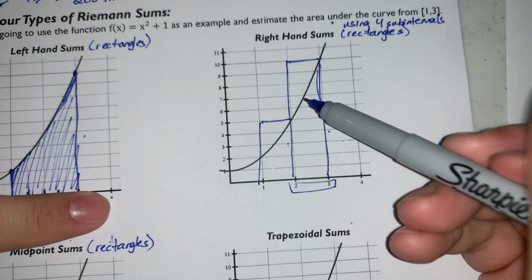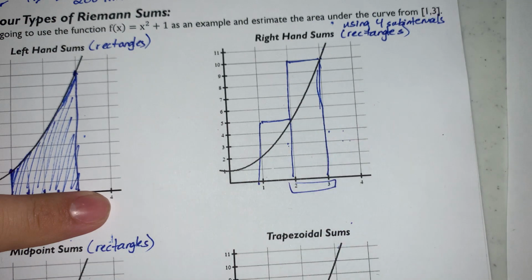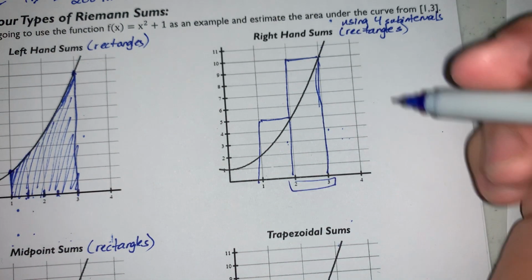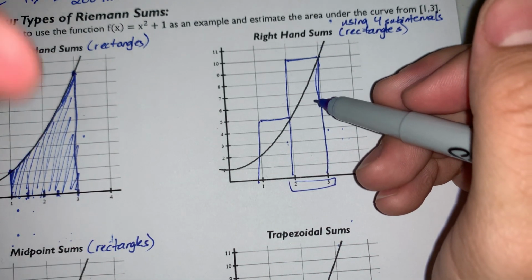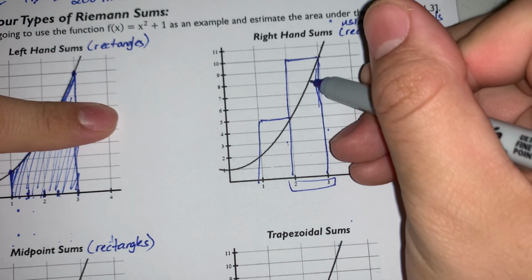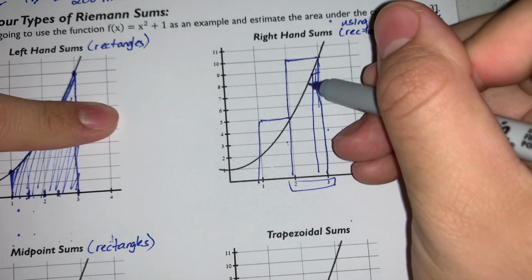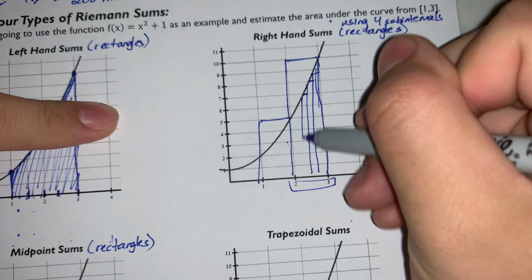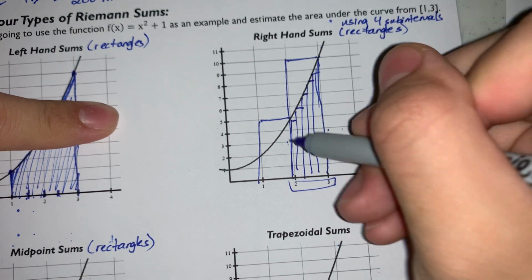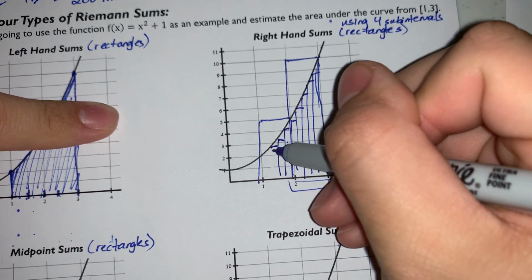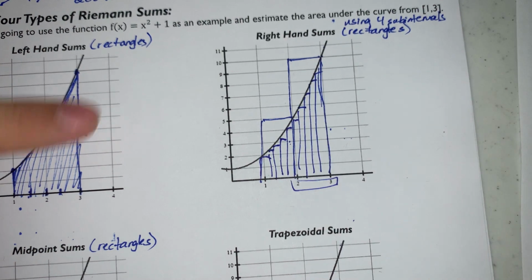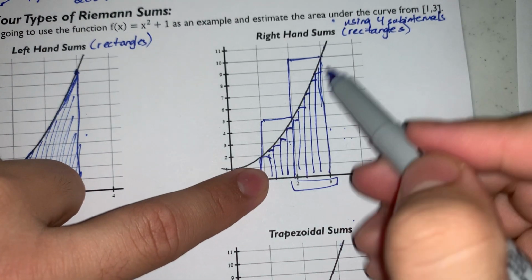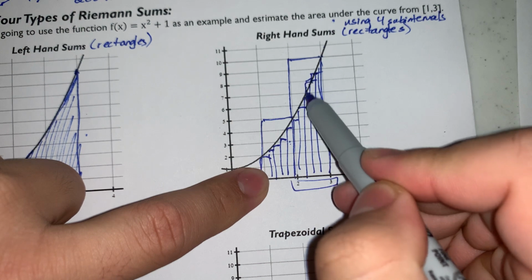Because now I have all of this area that's completely overestimating what's going on here. However, the smaller the rectangles that I use, the more area it fills in underneath that curve, and the better my estimate is going to be. I wish I had technology to show this to you, but these were supposed to be overestimations, my bad.